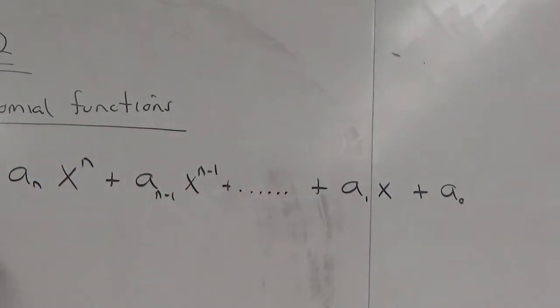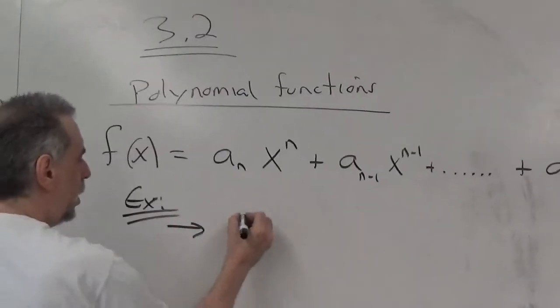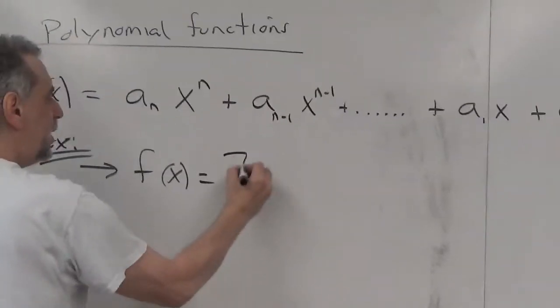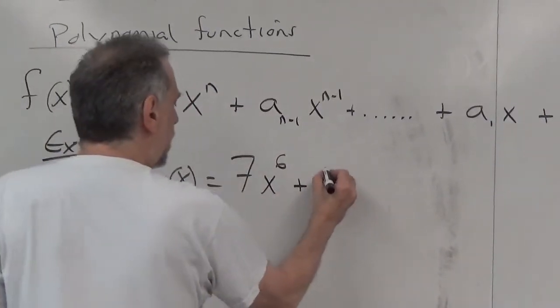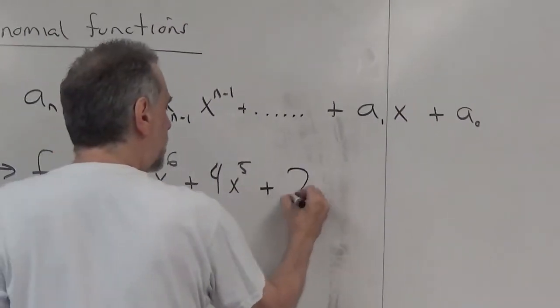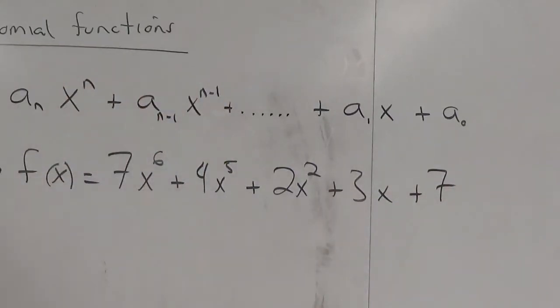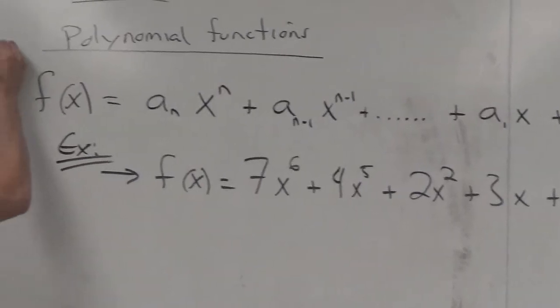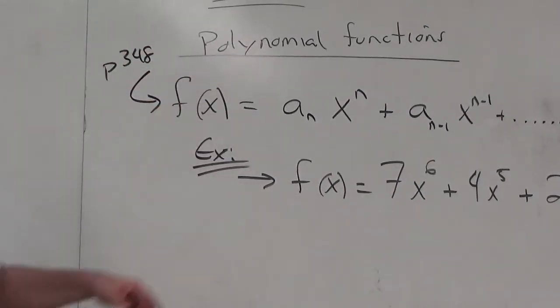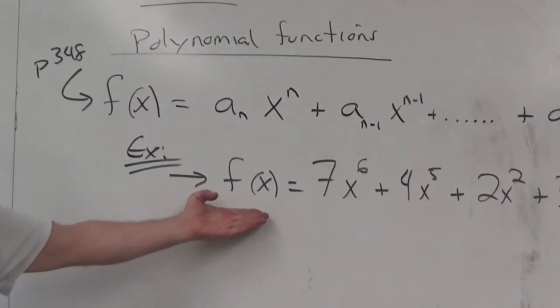But what all this really means is something like this. For example, this is a polynomial: 7x to the 6th plus 4x to the 5th, and we don't have to have every exponent term, plus 2x squared plus 3x plus 7. That's all this expression in your book on page 348 is saying. A lot of people get intimidated by this because of all the letters and numbers, but all it's doing is expressing something like this.